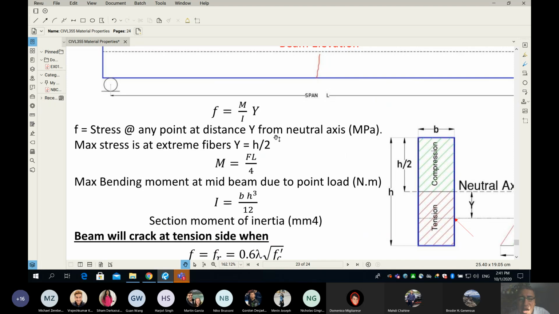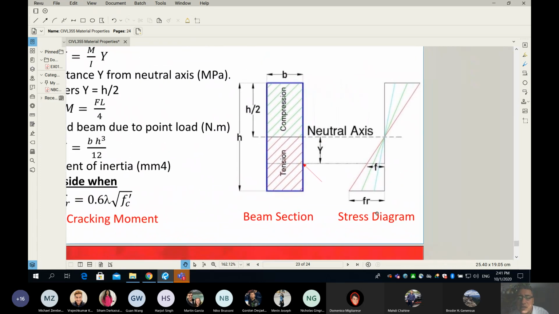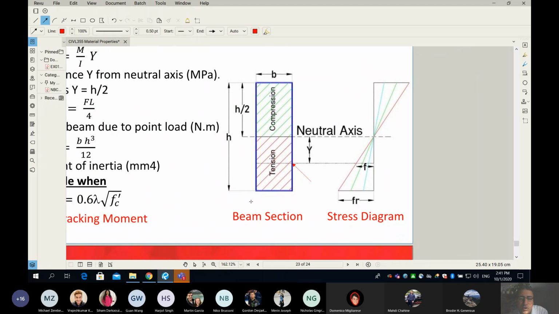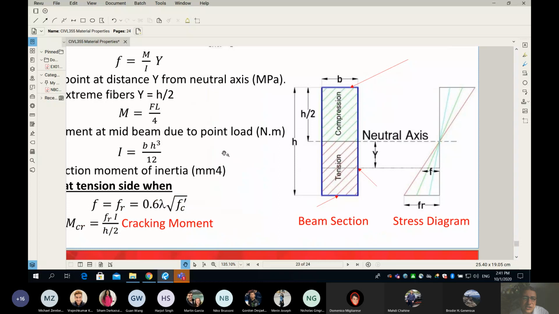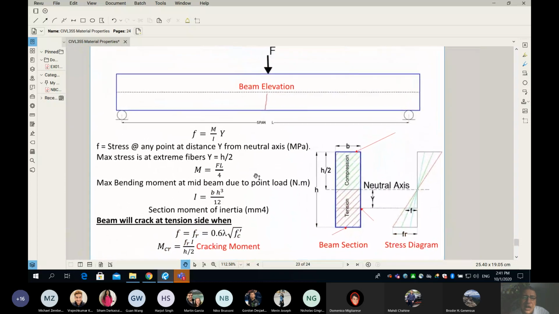Okay, and obviously, guys, where is the maximum stress? As Brody said, it will be maximum where Y is equal to H over 2. So you can see here, obviously, at these fibers, this fiber here will have maximum tension, and this fiber here will have maximum compression. Hopefully you agree.